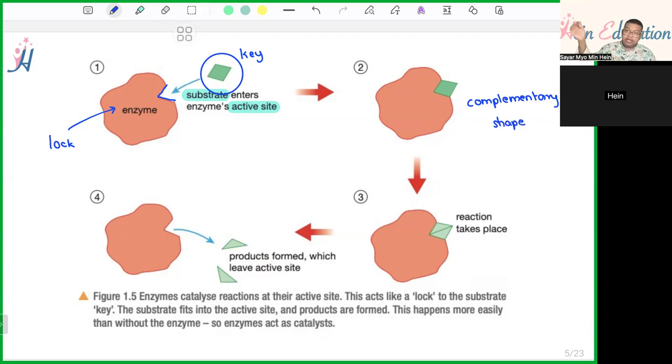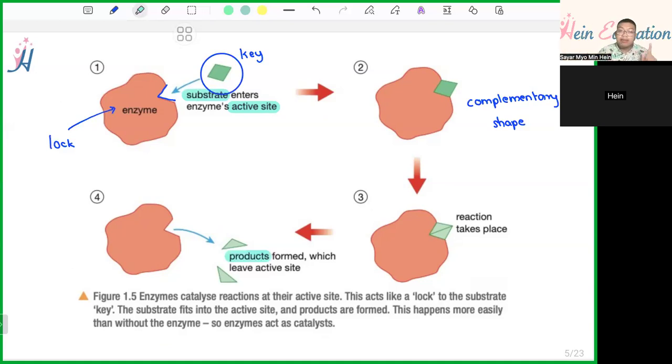So a substrate can come and bind to the active site available on the enzyme, and then the reaction takes place. After the reaction, products are formed. As we stated before, the enzyme is not used up in the reaction, so the enzyme stays available and more substrate can come in and join.